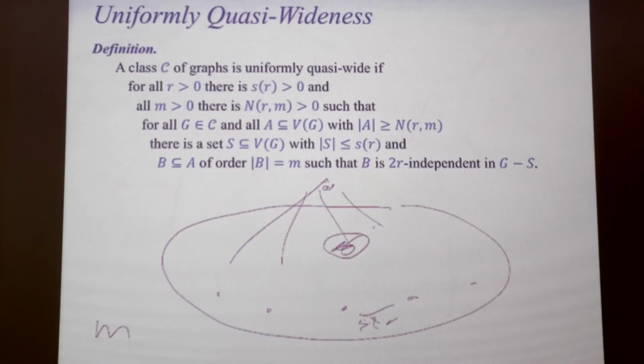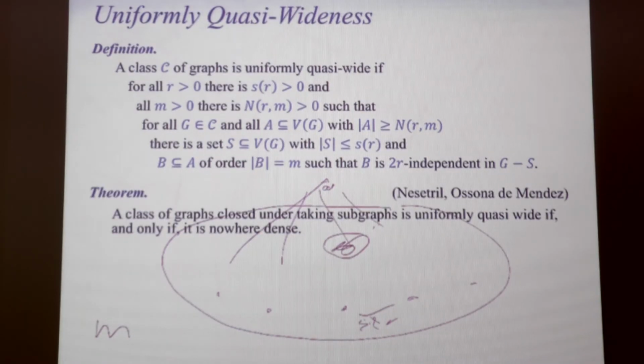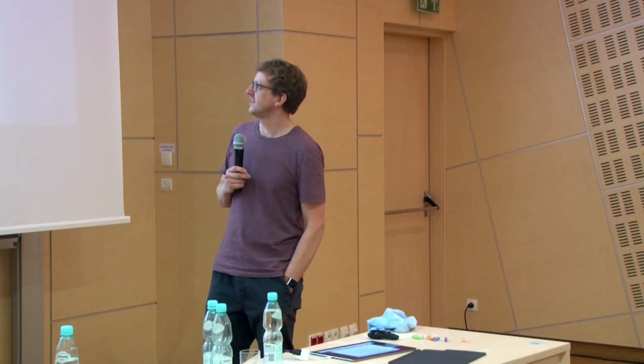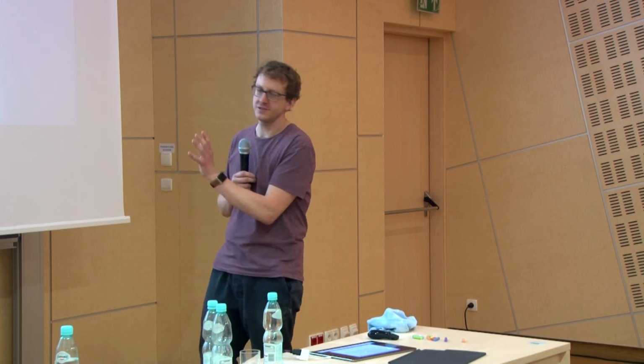And there's a theorem by Jaroslaw Nešetřil and Patrice Ossona de Mendez, who invented nowhere dense, that if you have a class of graphs closed under taking subgraphs, then it's uniformly quasi-wide if and only if it's nowhere dense. And so there's another characterization of nowhere dense. So it's somewhat close to the splitter game, and you can prove one from the other if you want.